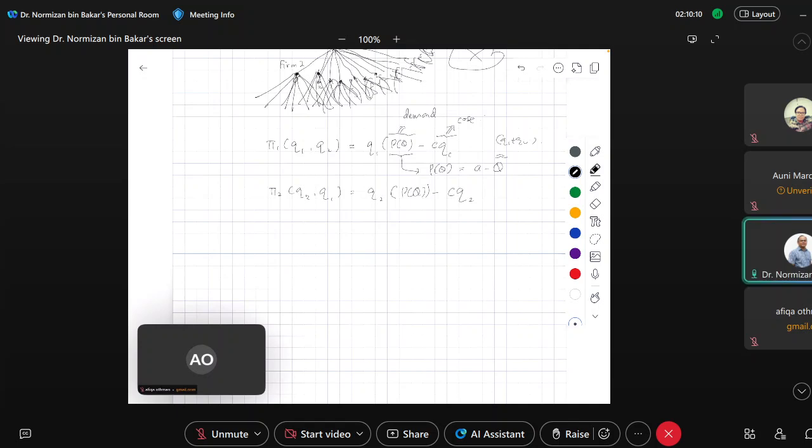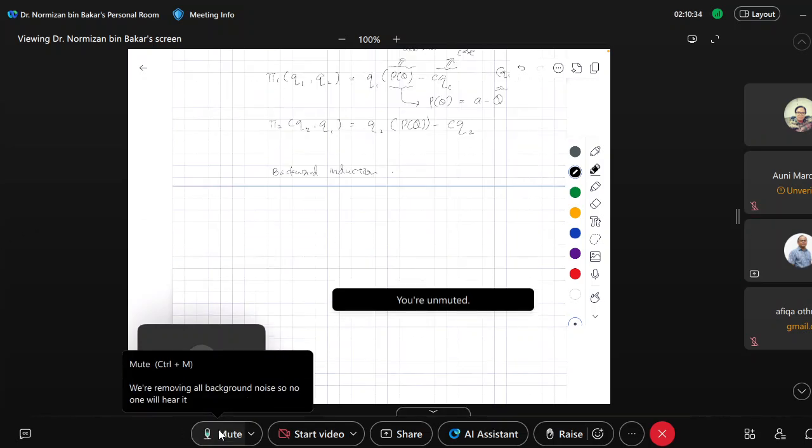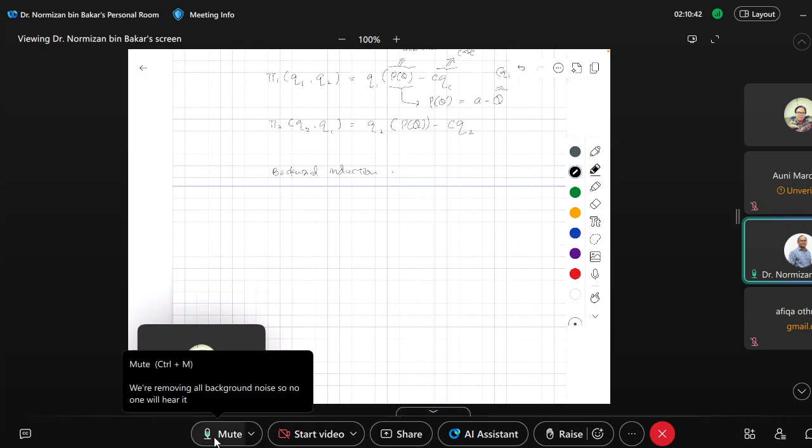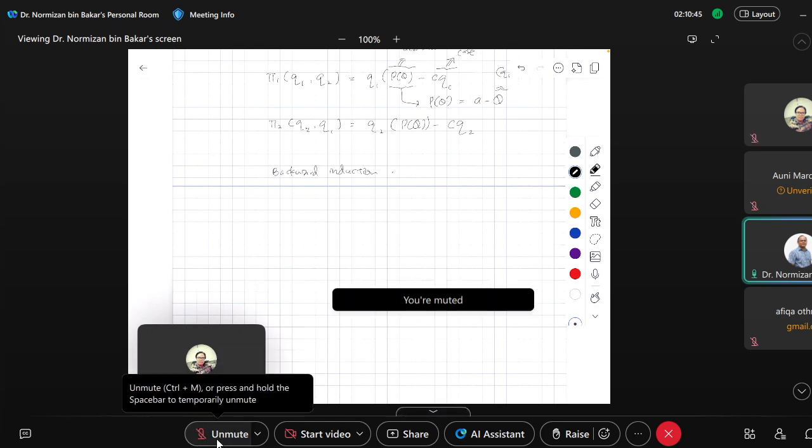So how to solve this game? Get back to the idea that we have now: we use backward induction. Are you following me? Yes, doctor. Okay. So now by using backward induction, we start at the second stage. That is, we look at the maximization of firm two.